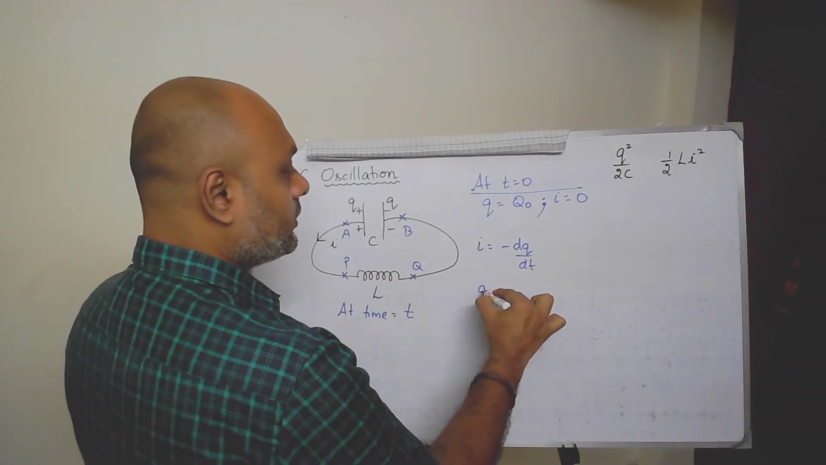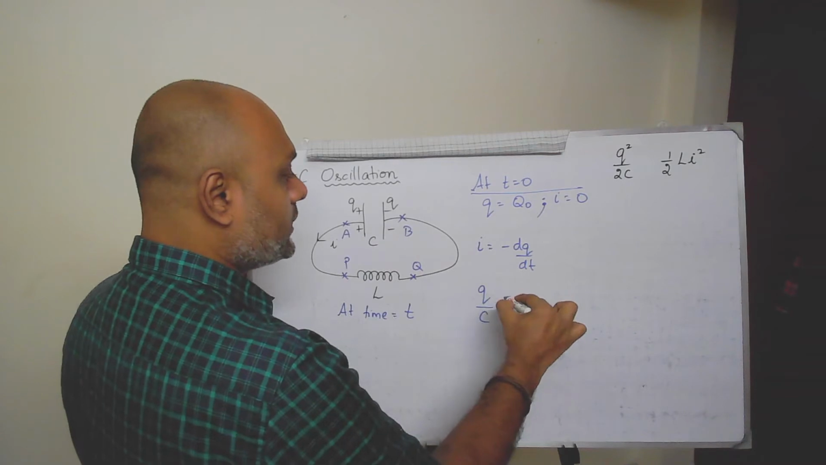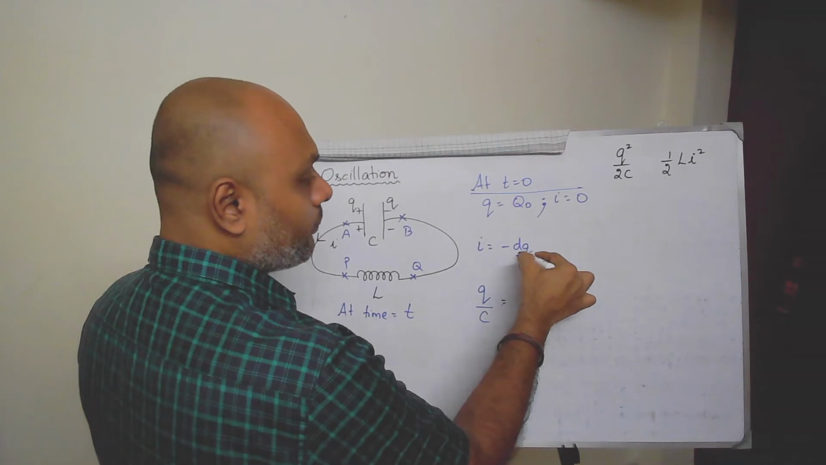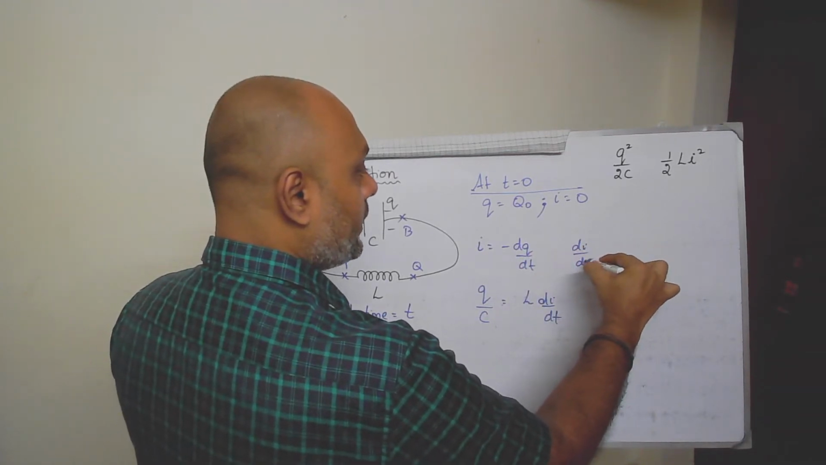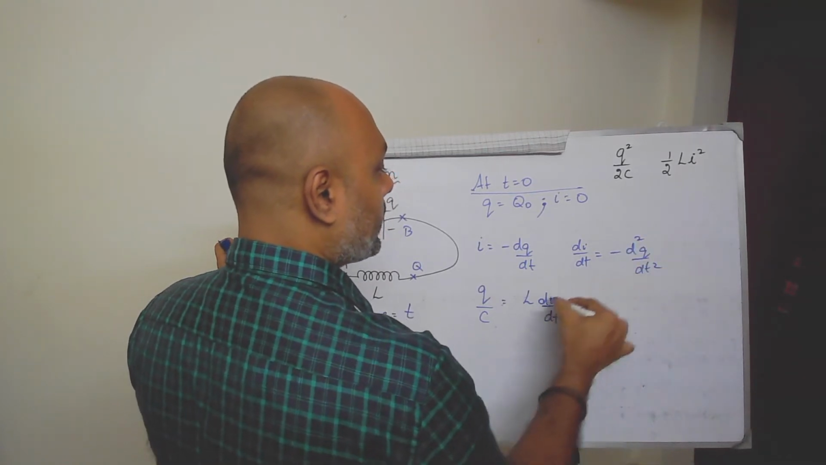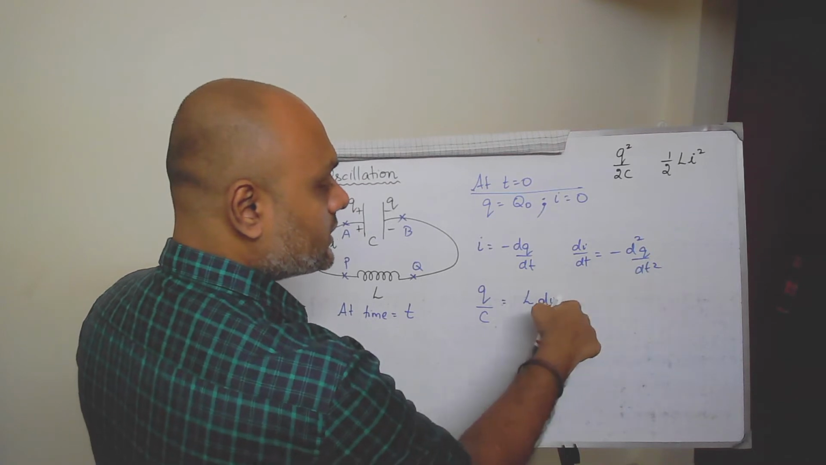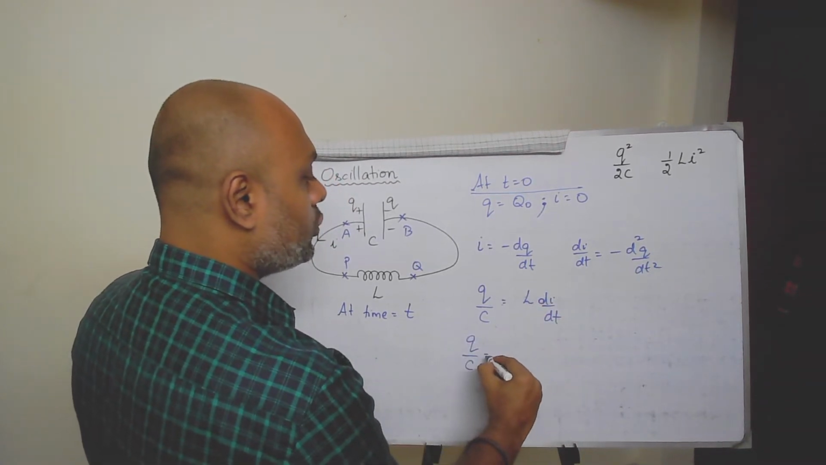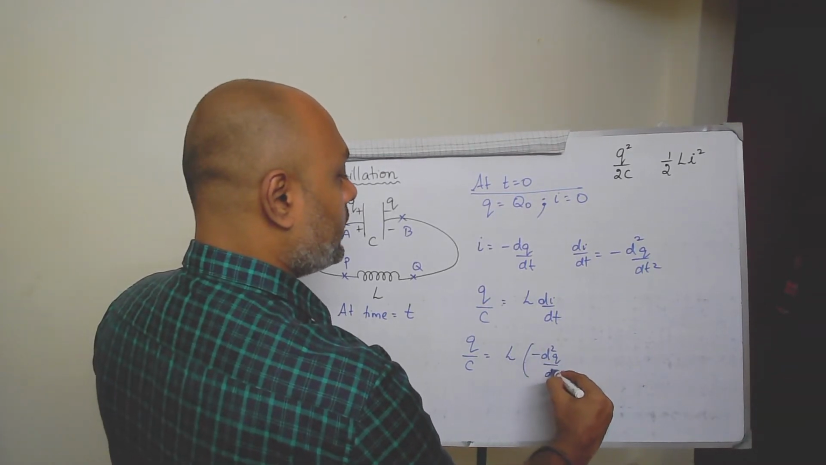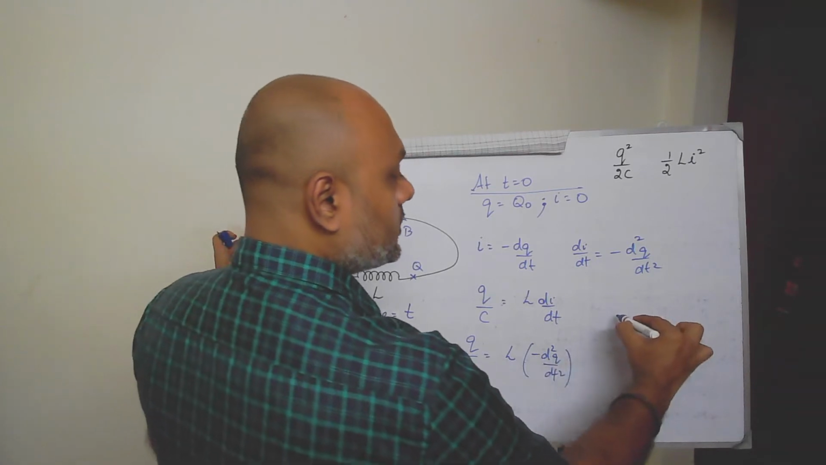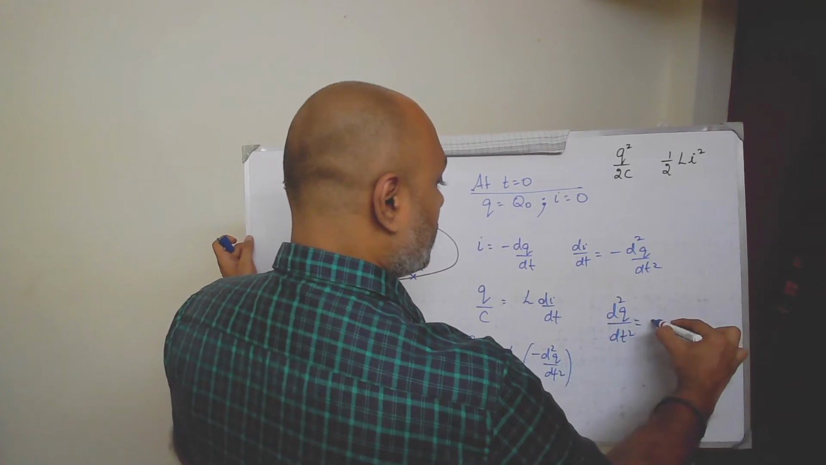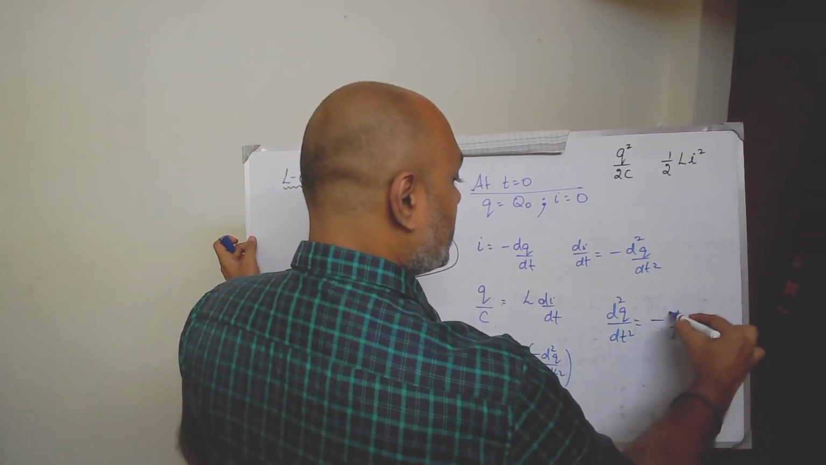So we will have this equation: the potential difference across the capacitor, Q by C, will be equal to L di by dt. But I itself is minus dq by dt, so differentiating both sides, we will have di by dt equal to minus d square q by dt square. So in place of di by dt, we substitute minus d square q by dt square. We will have the equation q by C equal to minus L times d square q by dt square. So we will rearrange this and write it in the form d square q by dt square equal to minus 1 by LC times q.